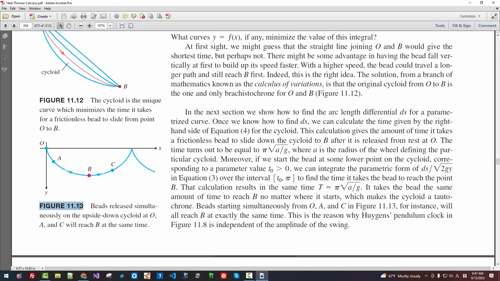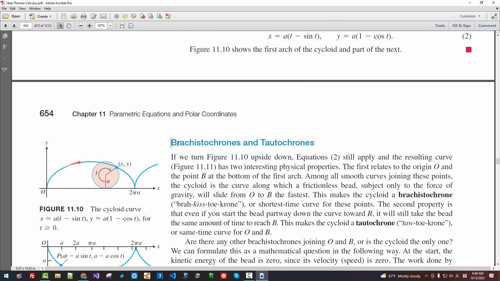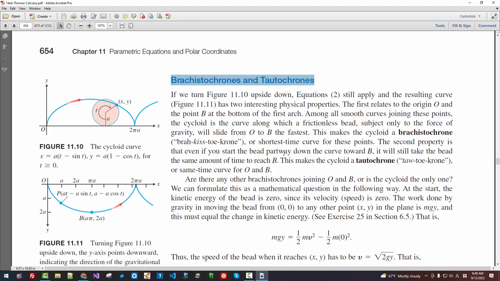Figure 11.13. For the next few episodes, we will compute the time taken by a bead to slide down this cycloid when released from point O to reach point B. That is, we will learn brachistochrones and tautochrones. We will also learn about calculus of variations in future sessions.